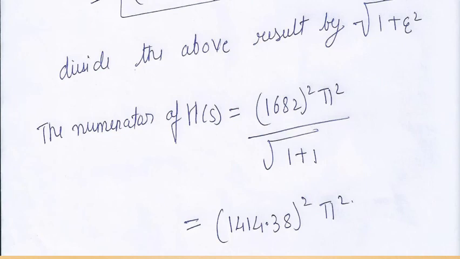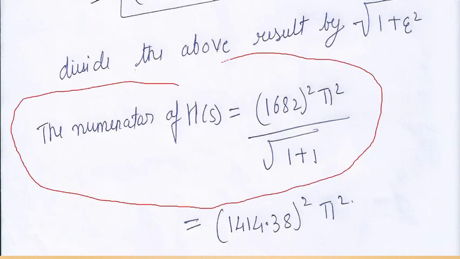Therefore, the numerator of H of s is given as 1682 square multiplied by pi square divided by square root of 1 plus epsilon square. The value of epsilon is 1. Therefore, we have square root of 1 plus 1. Upon simplification, we get the numerator of H of s as 1414.38 square multiplied by pi square.